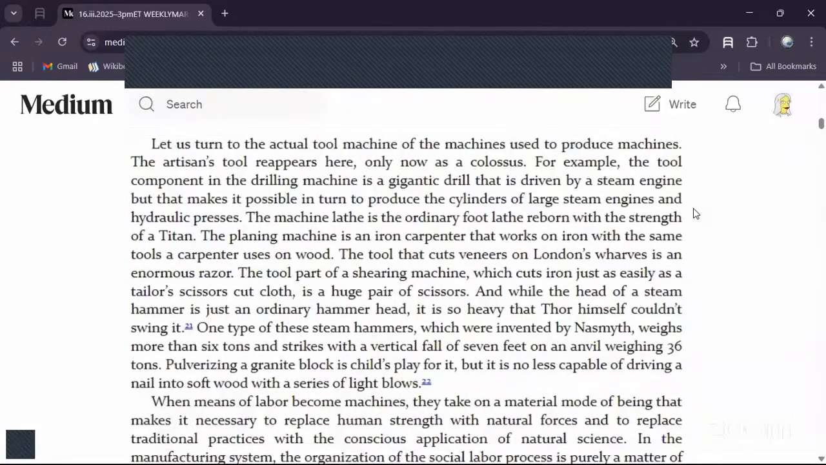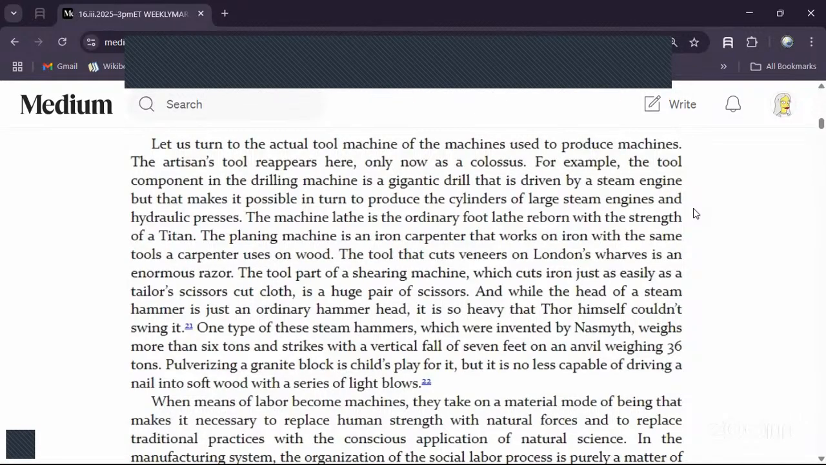Let us turn to the actual tool machine of the machines used to produce machines. The artisan's tool reappears here, only now as a colossus. For example, the tool component in the drilling machine is a gigantic drill that is driven by a steam machine, but that makes it possible in turn to produce the cylinders of large steam engines and hydraulic presses. The machine lathe is the ordinary foot lathe reborn with the strength of a titan. The planing machine is an iron carpenter that works on iron with the same tools a carpenter uses on wood.